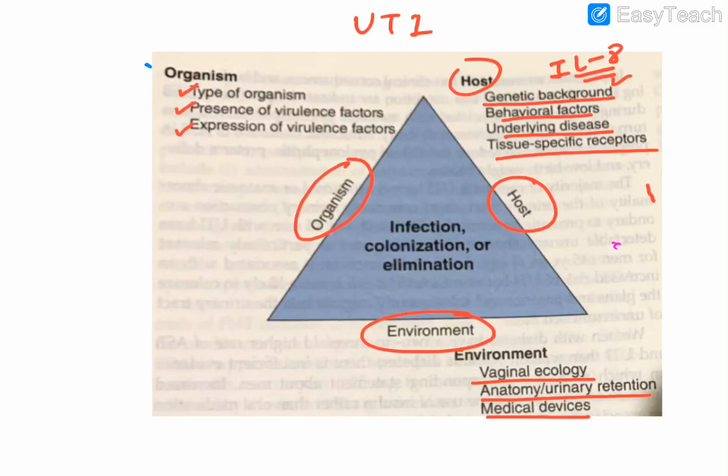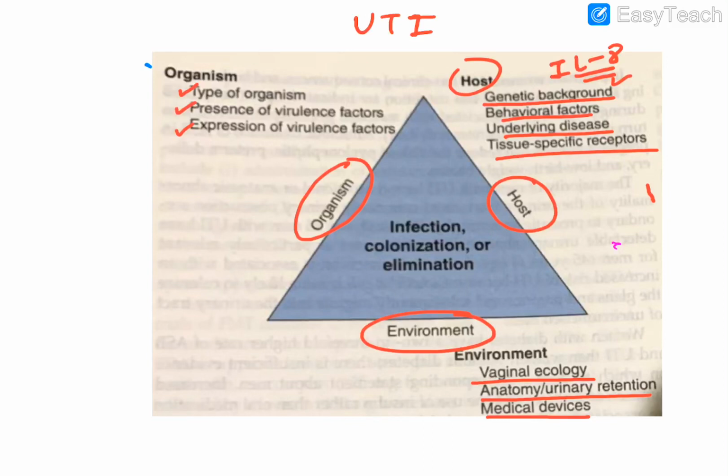So basically this triangle tells us that the organism decides which type of virulence factors it has, and that decides the UTI. Other than that, the environment, that is vaginal ecology, urinary retention, obstruction, or a catheter and other medical devices, and host factors like genetic background, behavioral factors, underlying disease, and tissue-specific receptors. All these things determine this particular UTI.